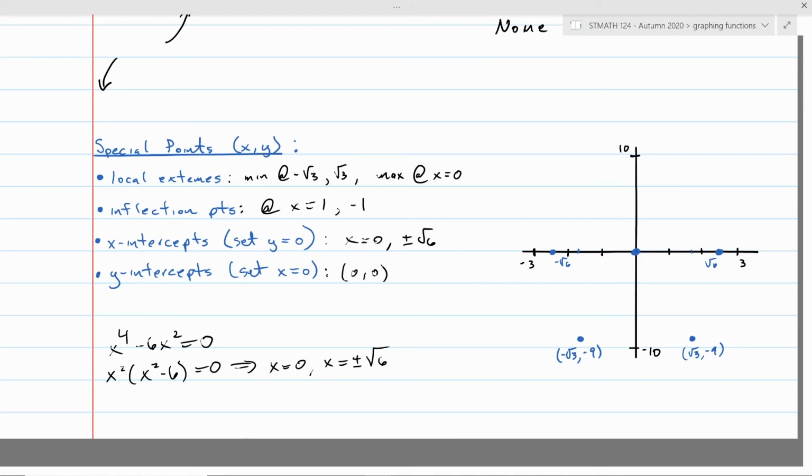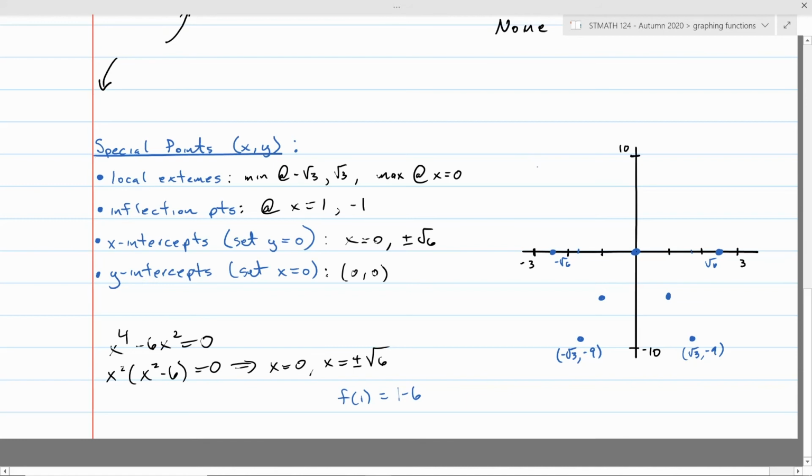And it's also an inflection point at 1 and -1. So let's figure out what f of 1 is. f of 1 is 1 minus 6, so -5. And you get the same thing when you plug in either -1 or +1. So that's about here and here. So those are my inflection points.